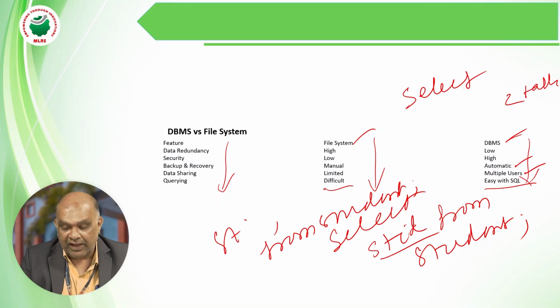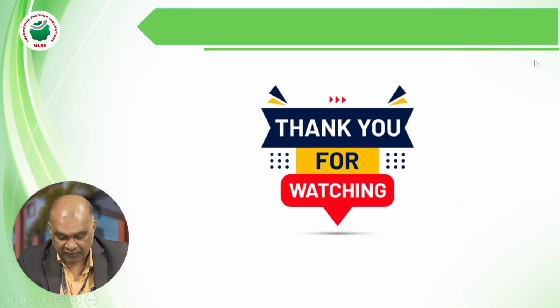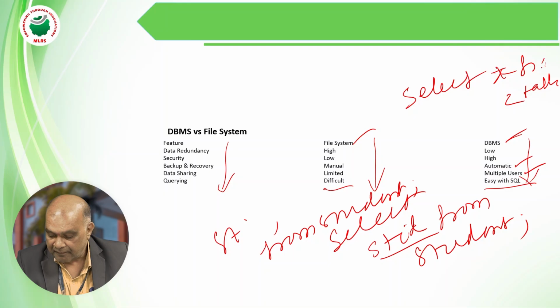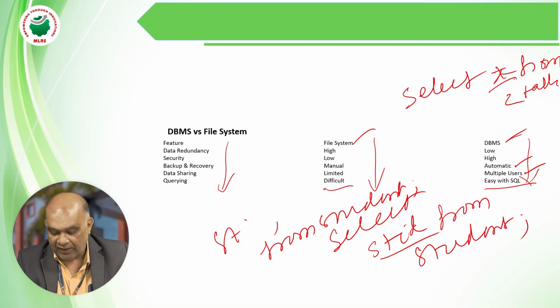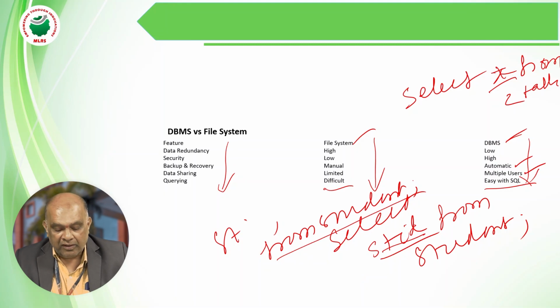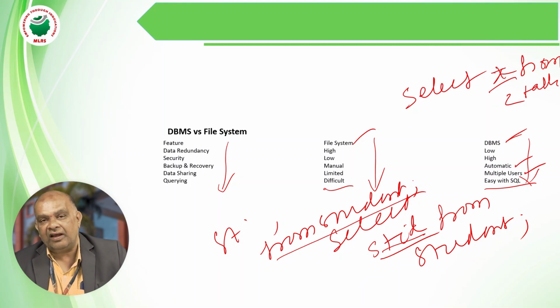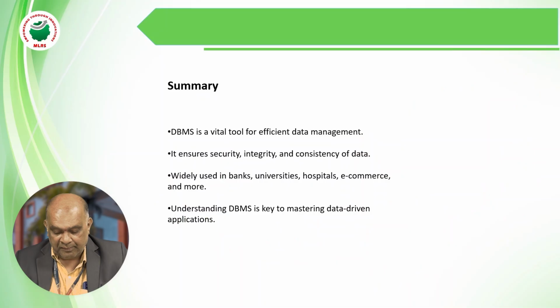Like that, if your table has 4 or 5 columns, you can write all the column names. Now if I want to select all the columns, then simply you give select star from student. All the columns you can select, or you can select one column, or multiple columns. So the DBMS has a lot of advantages over the file system because of these particular features. So finally we are going to summarize.